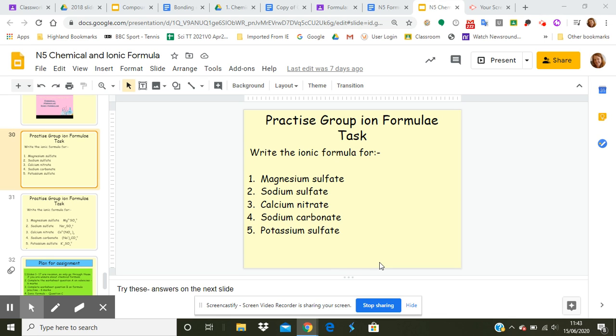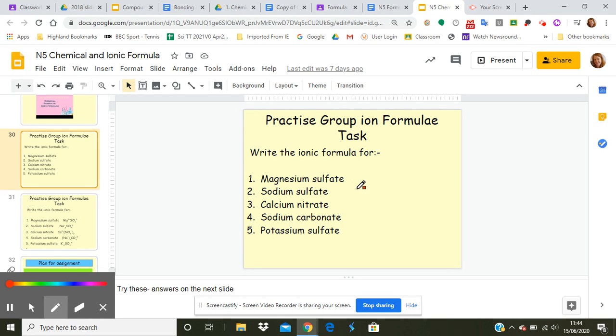Hi guys, I thought I'd just make a quick wee video on ionic formula writing using the group ions. Now it's the end of the last task. So the last question on the last task was writing ionic formula using group ions. I'm going to go through a couple of the examples I've got on the slides, check your answers, and then I'll show you one from the actual worksheet as well.